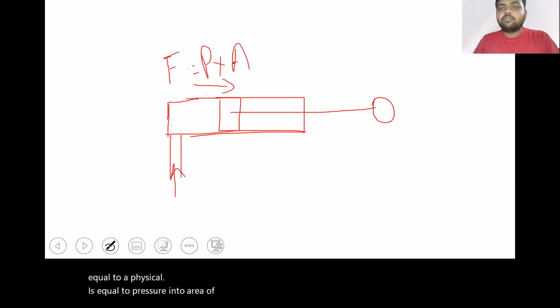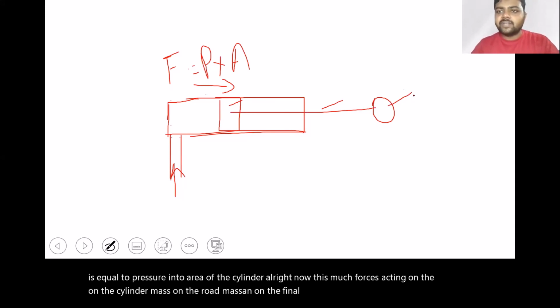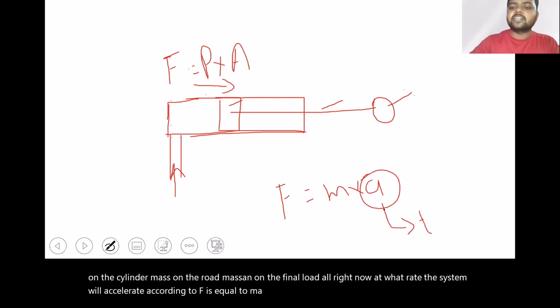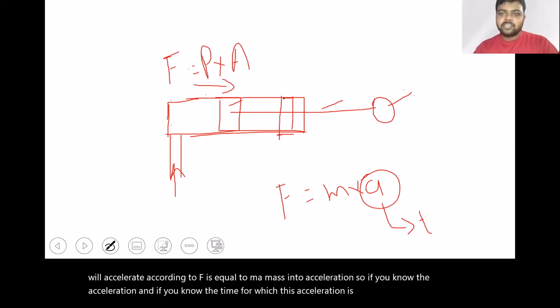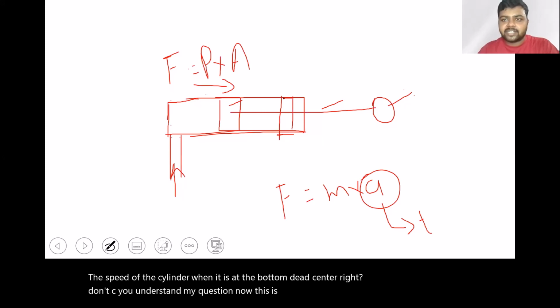Now this much force is acting on the cylinder mass, on the rod mass, and on the final load. At what rate will this system accelerate? According to F is equal to ma, mass into acceleration. So if you know the acceleration and the time for which this acceleration is acting, you can obviously find out the speed of the cylinder when it is at the bottom dead center, right? Do you understand my question? This is a very interesting question, and this is the base for our next lecture discussion.